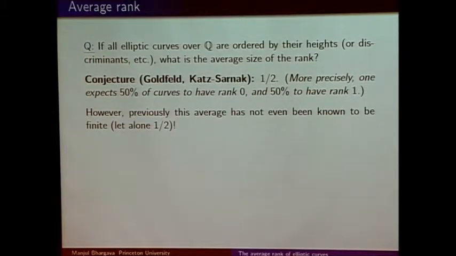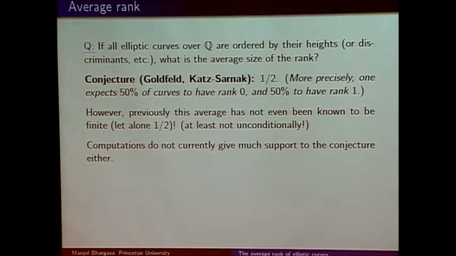Previously, this average has not even been known to be finite, let alone a half. So it is conceivable that as you take higher and higher heights, you tend to get more and more points and higher ranks. So this hasn't been known to be finite, at least not unconditionally. And computations, I spent a lot of time looking at the computations when I was first thinking about this problem. They don't give much support to the conjecture either.